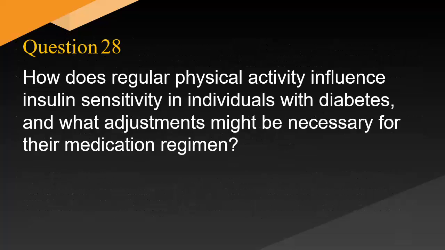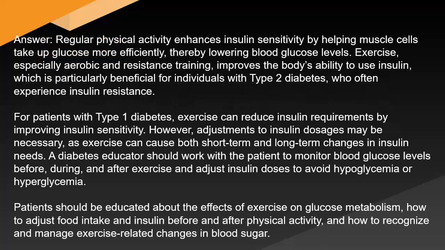How does regular physical activity influence insulin sensitivity in individuals with diabetes, and what adjustments might be necessary for their medication regimen? Answer: Regular physical activity enhances insulin sensitivity by helping muscle cells take up glucose more efficiently, thereby lowering blood glucose levels. Exercise, especially aerobic and resistance training, improves the body's ability to use insulin, which is particularly beneficial for individuals with type 2 diabetes, who often experience insulin resistance.